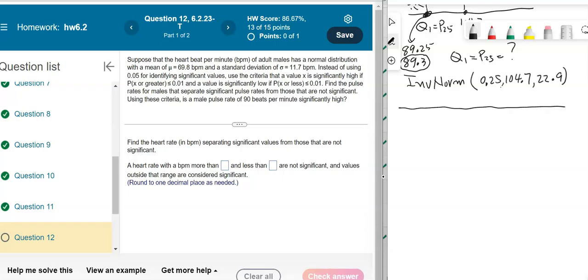Now number 12. Kind of long here. Suppose that the heartbeat per minute of an adult male is normally distributed. Mu is 69.8 and the standard deviation is 11.7. Instead of using 0.05 for identifying significance, we use a criterion that a value x is significantly high if the probability of x or greater is less than 0.01, and the value is significantly low if the probability of x or less is less than 0.01.